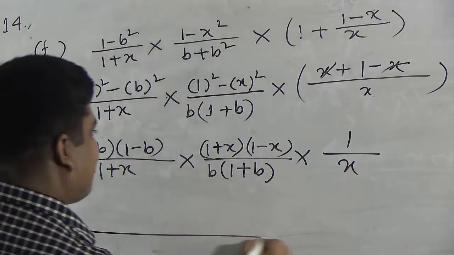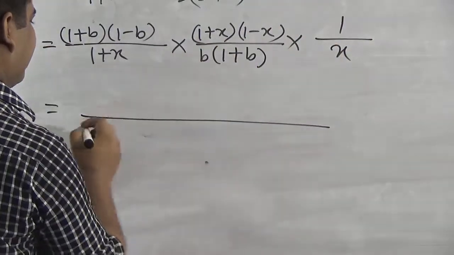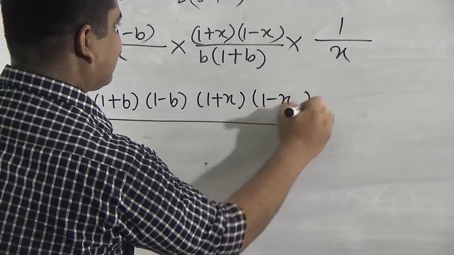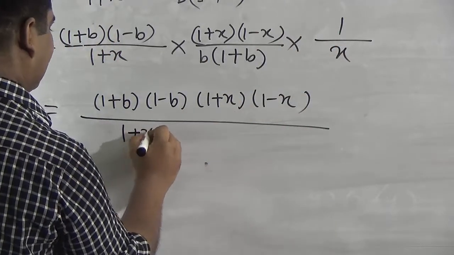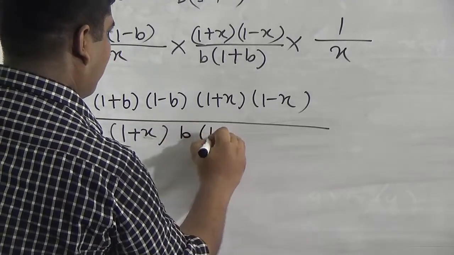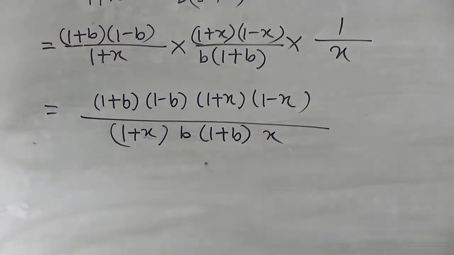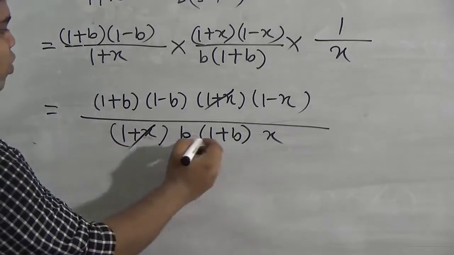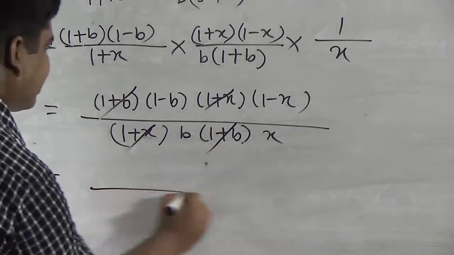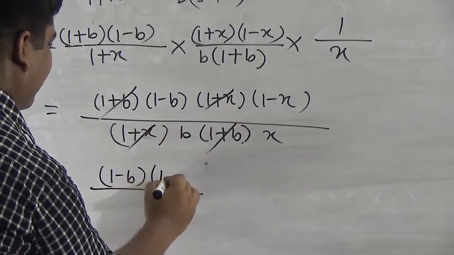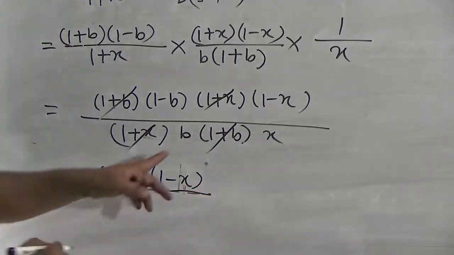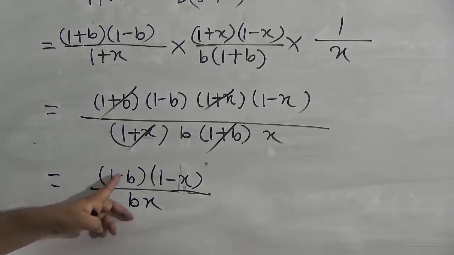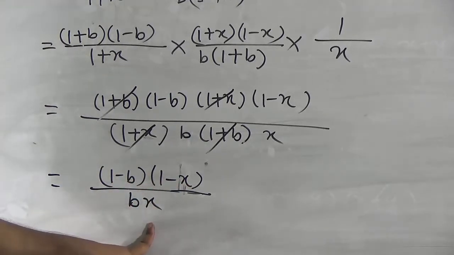Now we multiply numerators with numerators and denominators with denominators. That means 1 plus b, 1 minus b, 1 plus x, 1 minus x, and this one we need not write, 1 plus x, b into 1 plus b into x. My dear students, now we cut 1 plus x, 1 plus x. This 1 plus x and then 1 plus x is cut. 1 plus b and 1 plus b is cut. Then left 1 minus b and 1 minus x. And as a denominator b and x is left. So we multiply these two numbers, b multiplied with x, that means bx. So 1 minus b multiply 1 minus x divided by bx and it is the answer.